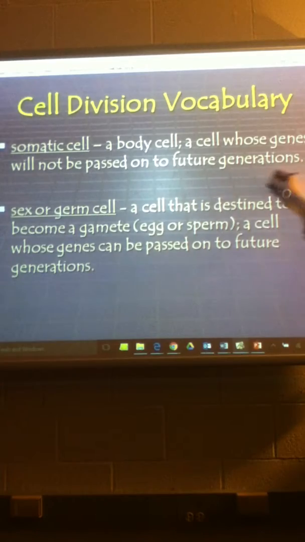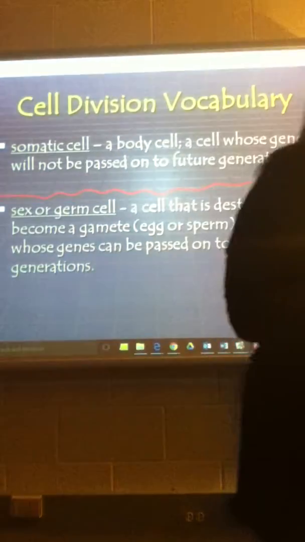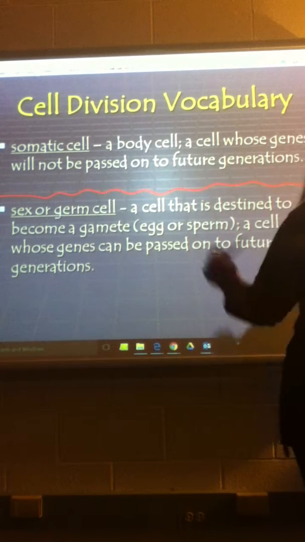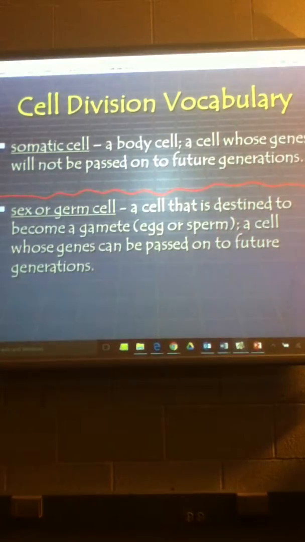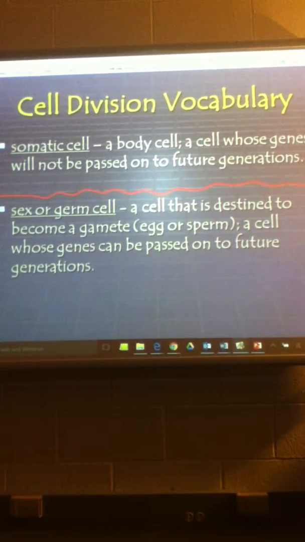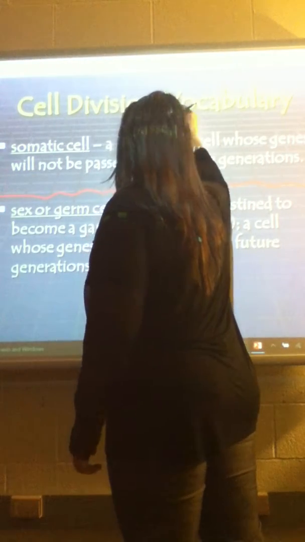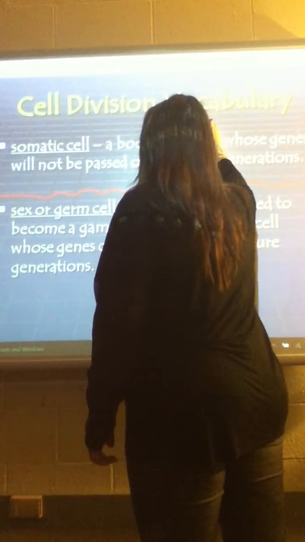All right, so we've got a lot of compare and contrast happening in this unit. We're talking about the differences between mitosis and meiosis. We're going to be adding a couple vocabulary terms to that stuff. So the first one is somatic cell. The somatic cell is a body cell whose genes will not be passed on to future generations. Your somatic cells are the ones that go through mitosis. So identical.